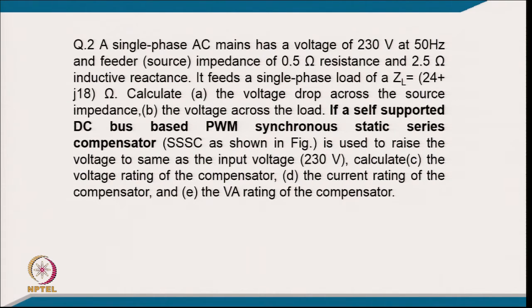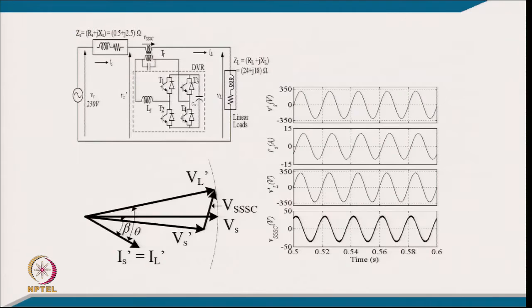It feeds a single phase load of ZL equal to 24 plus j18 ohm. Calculate the voltage drop across the source impedance and the voltage across the load. If a self-supported DC bus based PWM synchronous static compensator is used to raise the voltage to the same as the input voltage, calculate the voltage rating of the compensator, current rating of the compensator and VA rating of the compensator.